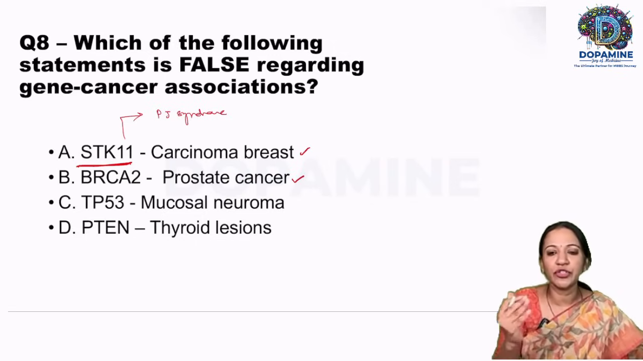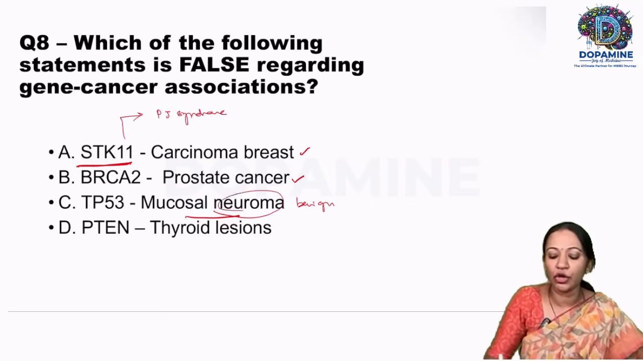TP53, the gene which is mutated in almost all the carcinomas and sarcomas, but not mucosal neuroma. Mucosal neuroma is benign. If you remember, mucosal neuroma is a component of MEN syndrome. If you remember MEN2 syndrome, we get mucosal neuroma. So this is the right response here.